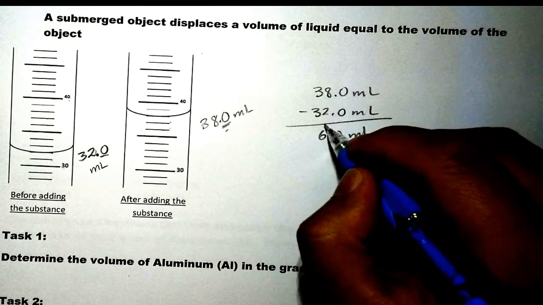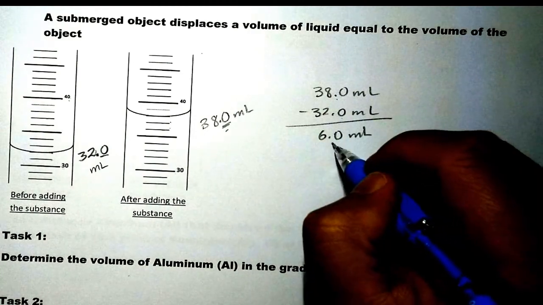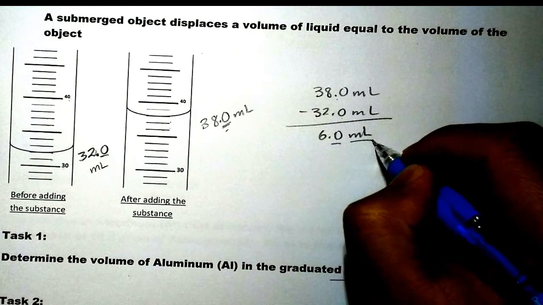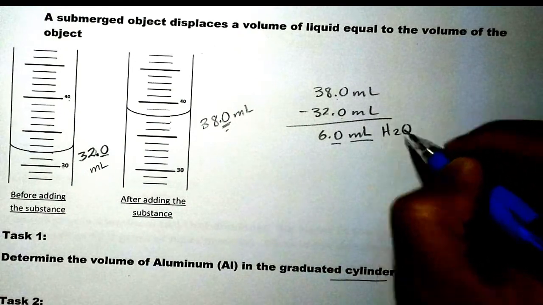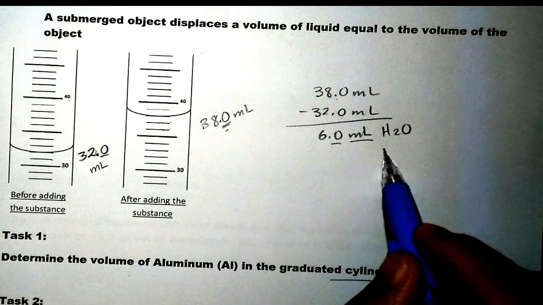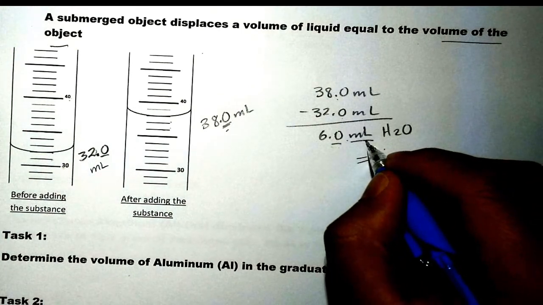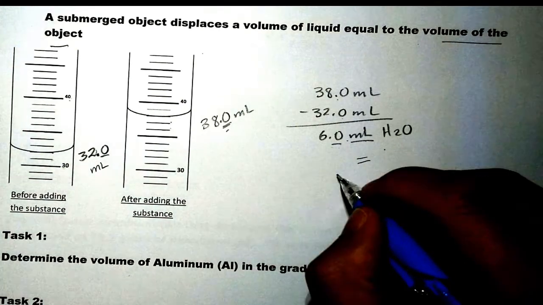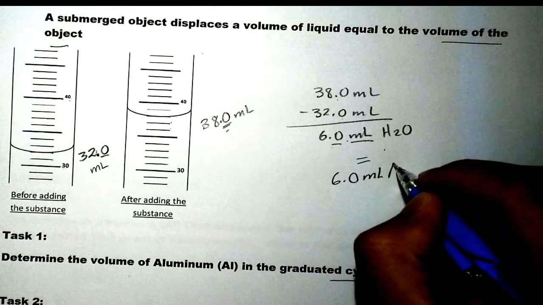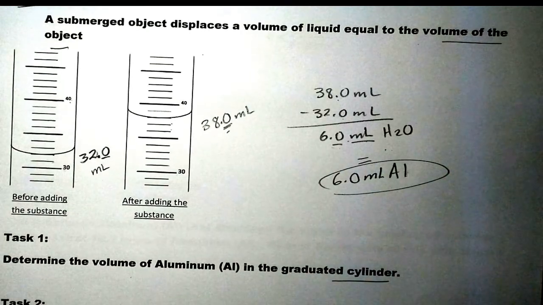Notice how we subtract: we keep the least decimal place, but both of them have one decimal place, so our answer also has one decimal place. Now, the volume of what? In this case, specifically, it is the volume of water that we're looking at. But we also know that the volume of water being displaced is equal to the volume of the object or the substance. In this case it is aluminum, 6.0 mL aluminum. And that's all we have to do for this type of problem.